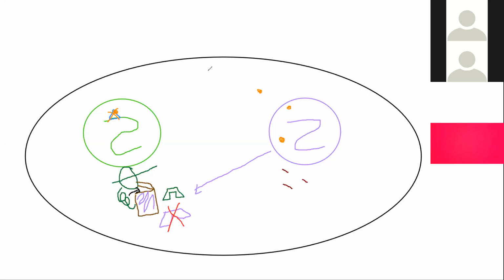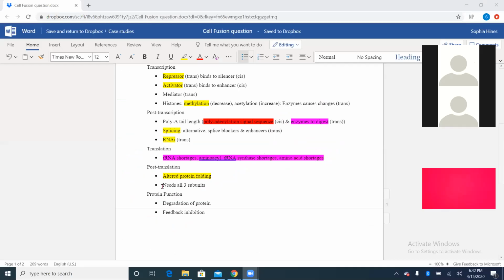And I mentioned also that it was a trimeric protein. So you have three different parts to it. It's going to give you lots of three different ways to break it. So if any of these subunits get changed, now you don't get a functional protein.